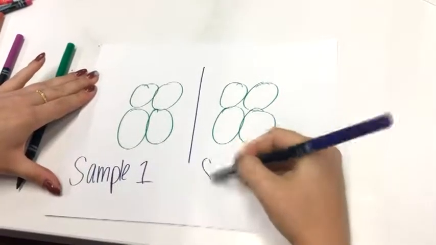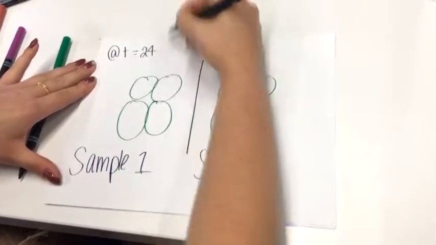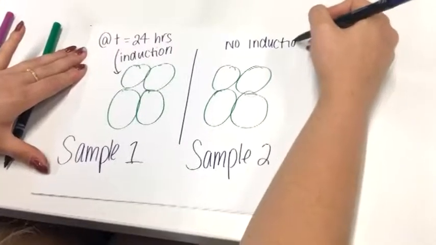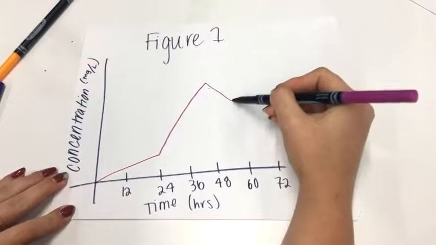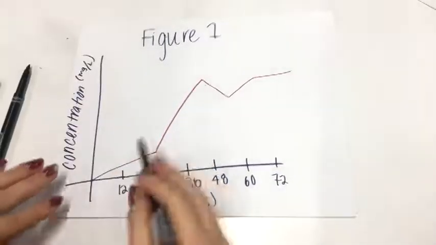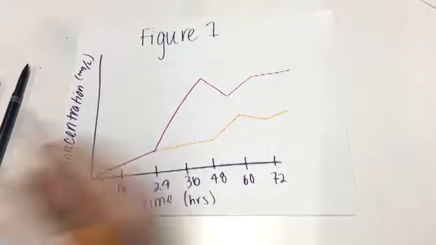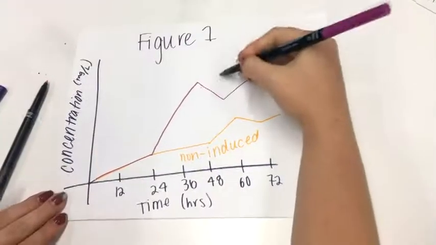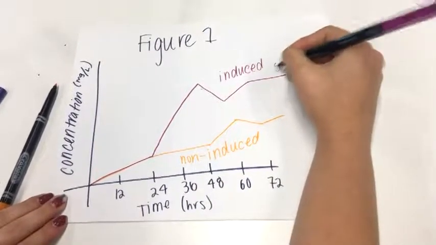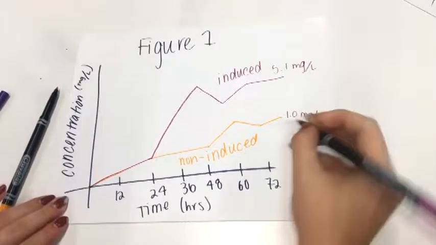To test their hypothesis, they inserted the Durin pathway into 2 samples and induced one at 24 hours and recorded the amount of Durin produced at 12-hour intervals. This is shown in Figure 1. Figure 1 shows that the Cyanocystis that was induced created 5.1 milligrams per liter of Durin after 72 hours, and the non-induced Cyanocystis created 1 milligram per liter. Since the induced operon created more Durin, the researchers concluded that Cyanocystis was using the engineered pathway to produce the molecules.